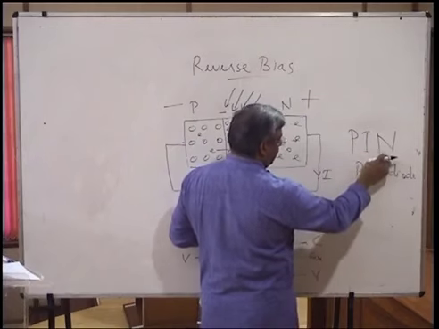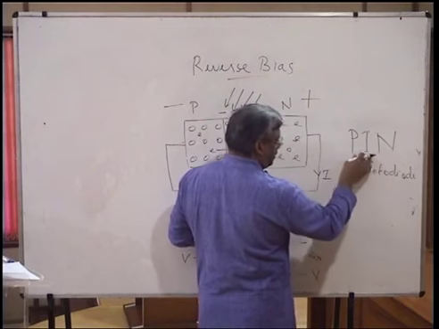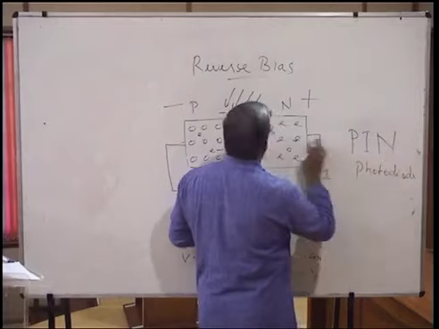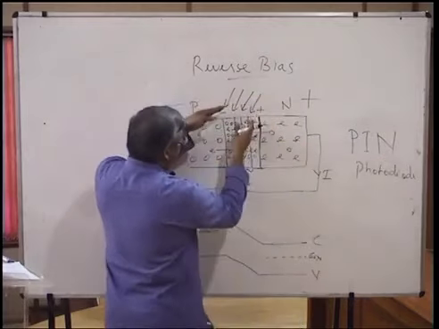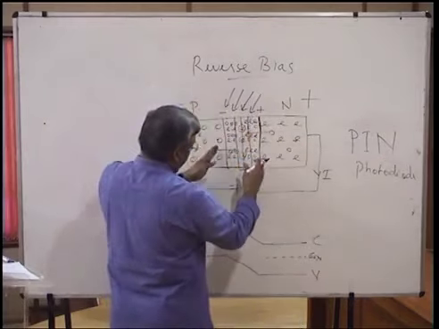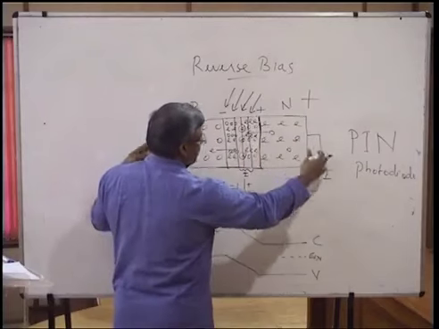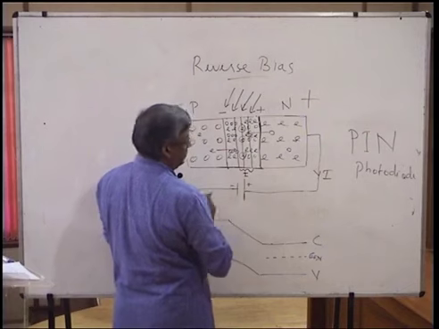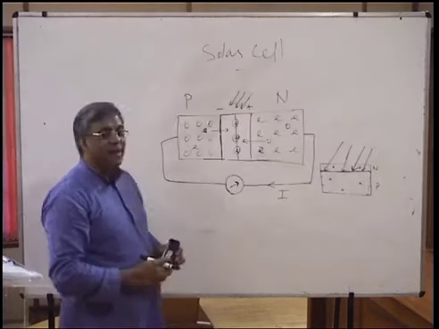So a PIN photodiode is supposed to work better than a p-n junction photodiode, because you have expanded the middle region, which will be able to receive a large amount of light in a better way, to produce a large corresponding current, and it will be more sensitive to operate.